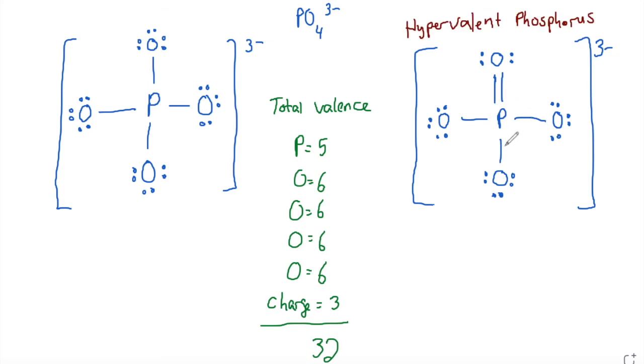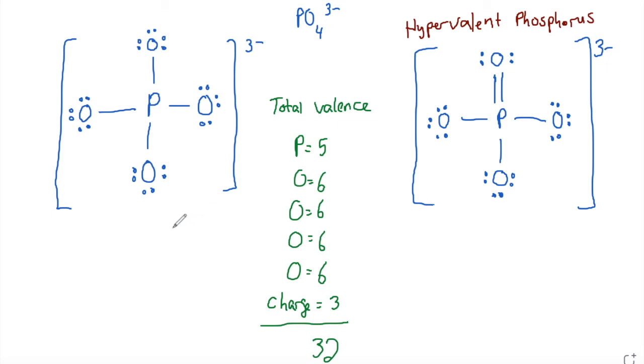Remember, if an element is in the third period of the periodic table or beyond, like phosphorus is, it can be surrounded by more than an octet of electrons. This phosphorus is surrounded by 2, 4, 6, 8, 10 electrons rather than just 8. So if this were nitrogen, that would be too small. It would not be able to do that. Nitrogen is the element right above phosphorus. So if this were nitrogen or any other element in the second period, this would not be an option. But since phosphorus is in the third period, this is an option.